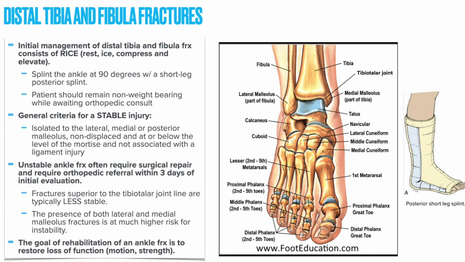There are criteria that make an ankle fracture quote unquote more stable or unstable. So fractures that are isolated to either the lateral, medial, or posterior malleolus, so only one fracture site present, then that indicates a more stable fracture. Fractures that are non-displaced, fractures that are not associated with a ligament injury as well, and then fractures that are below the level of the mortise. So remember, that was that highlighted portion in the previous slide, and it's defined as the hinge that connects the distal parts of the tibia and the fibula to the talus. So fractures that occur below the level of the mortise are defined as more stable fractures.